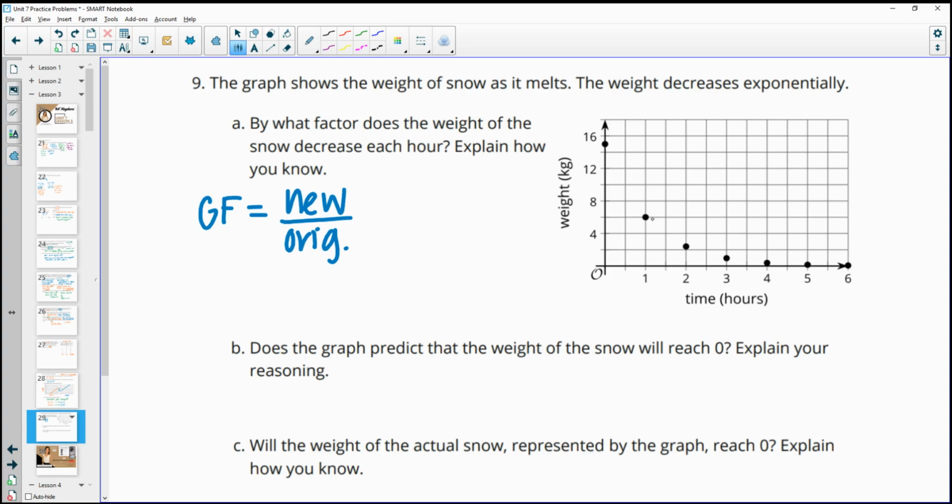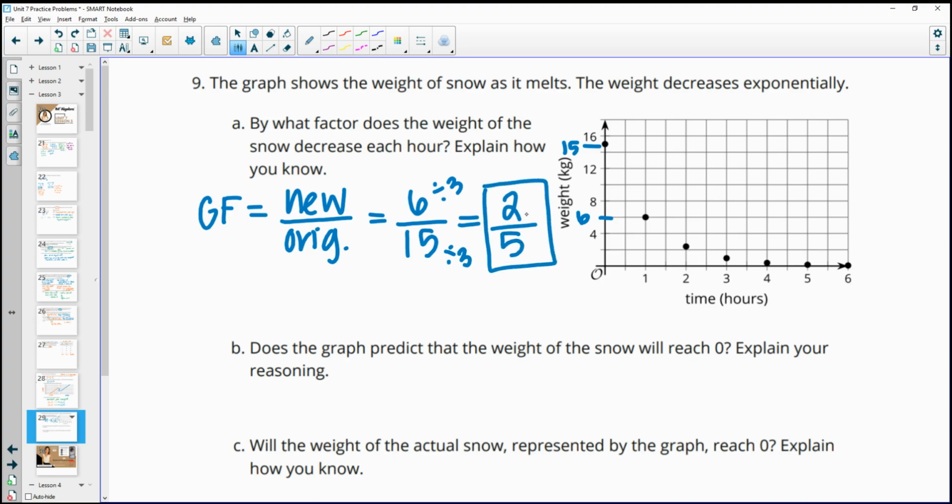And you want to do consecutive points. So this new value here, after 1 hour, is at 6. And the one right before it is the original one. That one's at 15. So we have 6 for the new measurement, 15 for the original measurement. And then you can simplify this fraction. So both of these divide by 3. So 6 divided by 3 is 2. 15 divided by 3 is 5. So this would be our growth factor. Or in this case, it's decaying because it's less than 1.